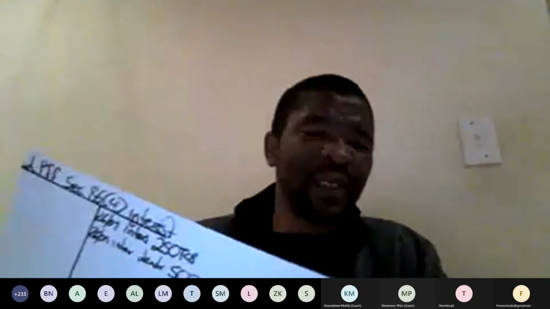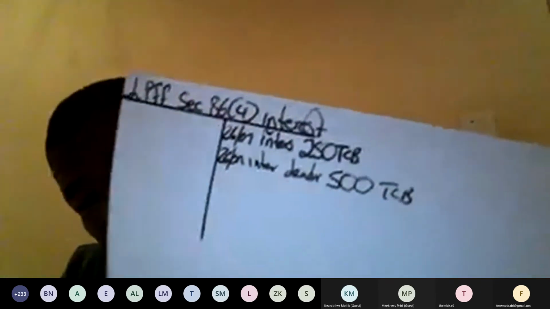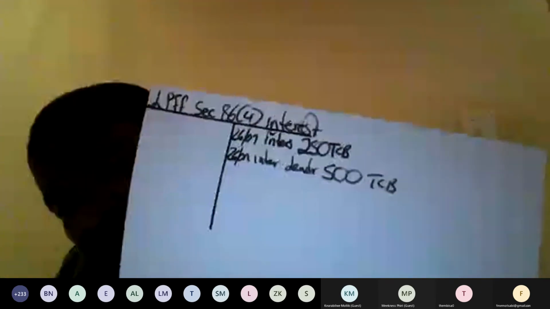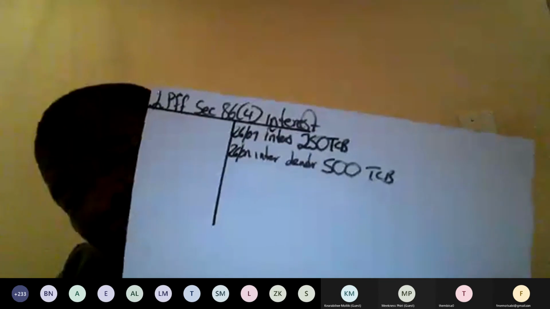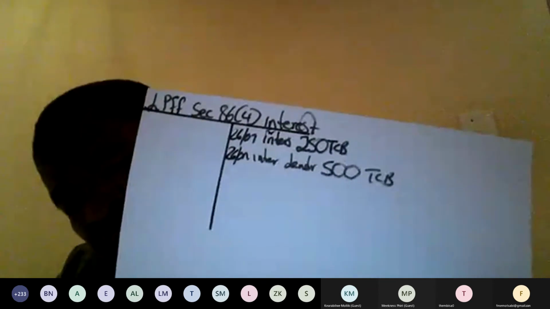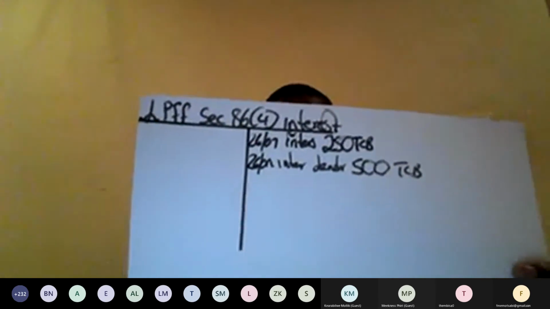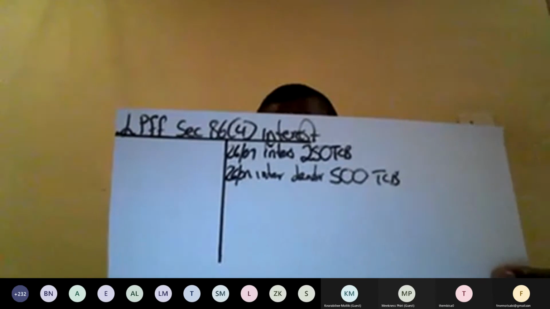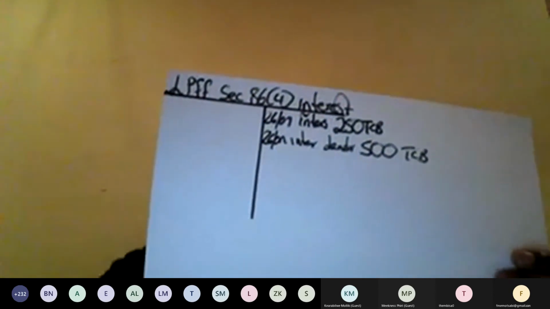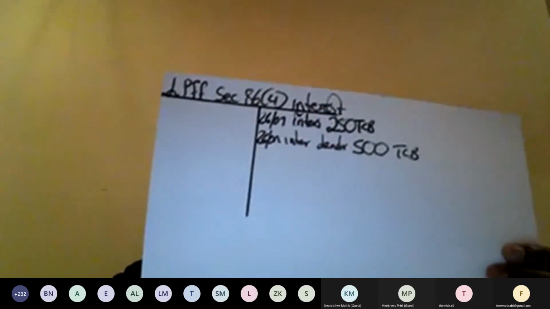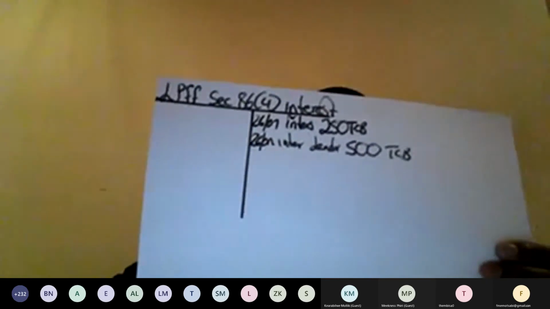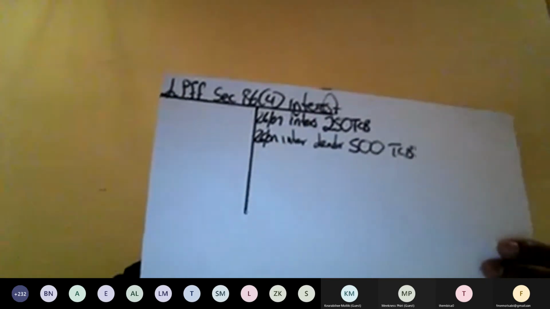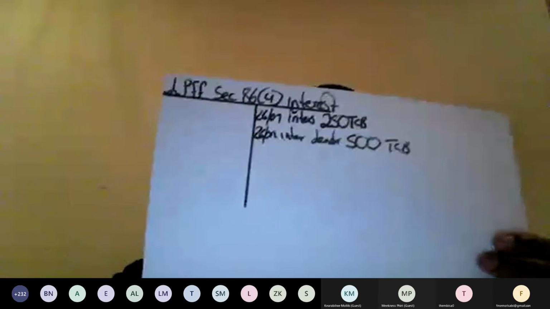So you only distinguish them with the reference number, and in this case you can just use the names of the clients on whose behalf you have invested. There should only be one Section 86.4 interest account where you receive all the Section 86.4 interest. As you can see, I just recorded that 500 rand under the 250 rand that we received from the purchaser's investment.